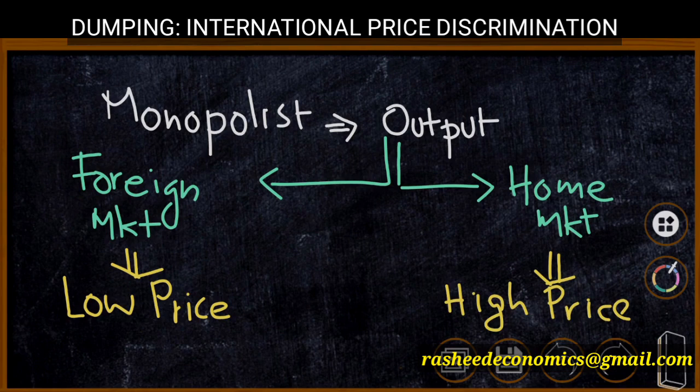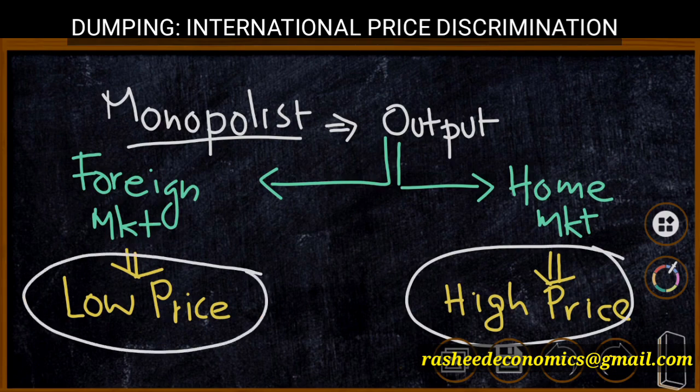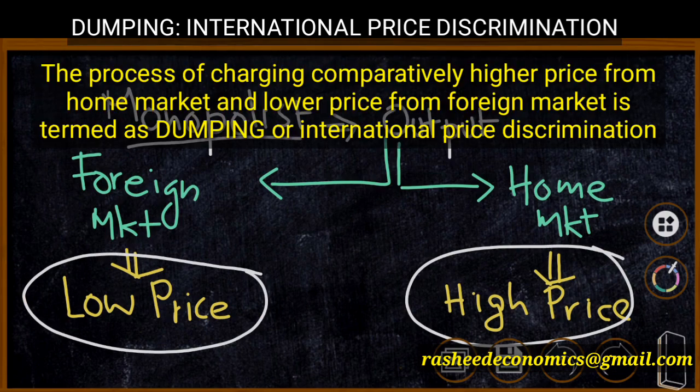Here the firm is a monopolist in the home market and a competitor in the foreign market. Therefore, he is charging a high price in the home market and a low price in the foreign market. This process of charging the highest price in the home market and the lowest price in the foreign market is termed international price discrimination or dumping.